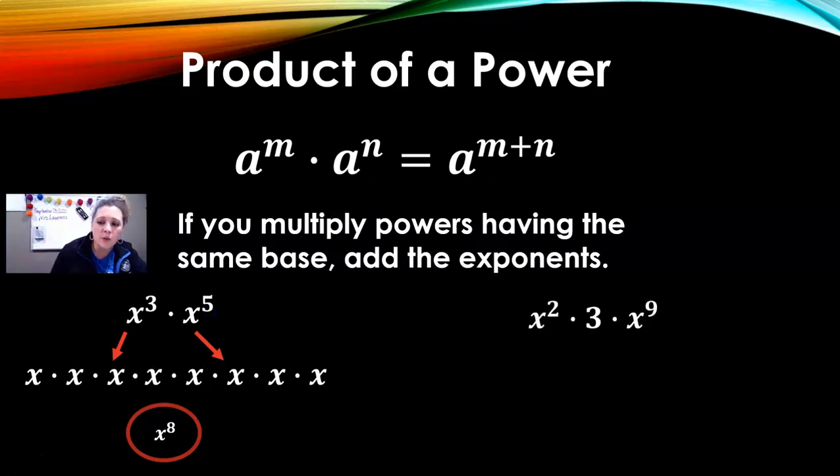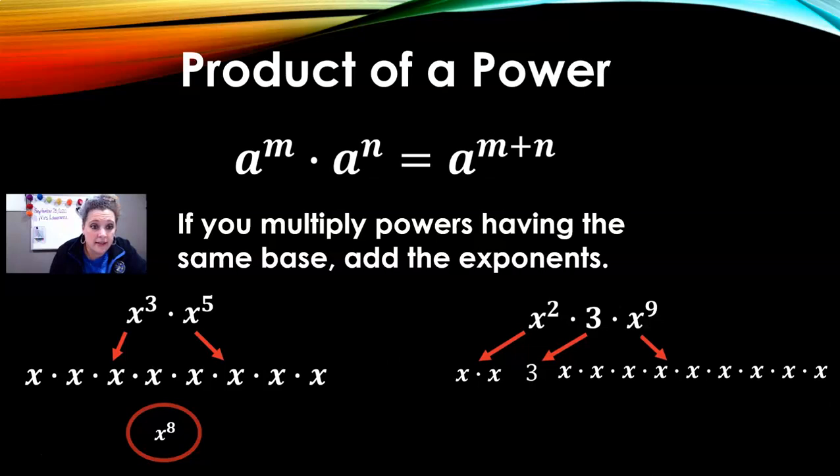So now we have x squared times 3 times x to the 9th power. Again, I broke this out. So x squared is saying x times x. 3 is just 3. And then x to the 9th power, there's a whole lot of x's there. So there's 9 x's. They're all being multiplied together. So I'm going to throw in those multiplication dots. So I need to simplify this. So it simplifies to 3 times x to the 11th power.